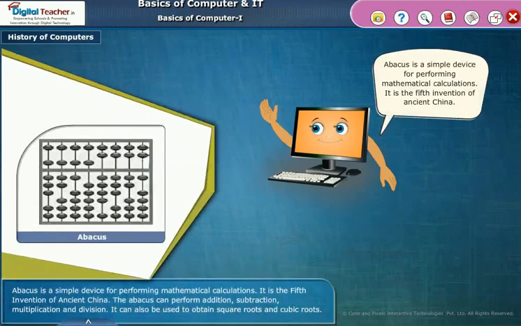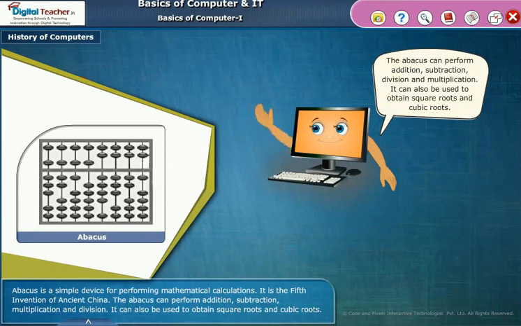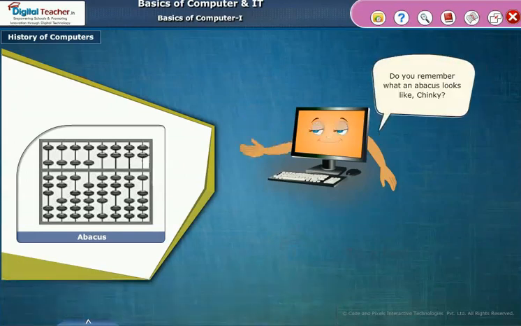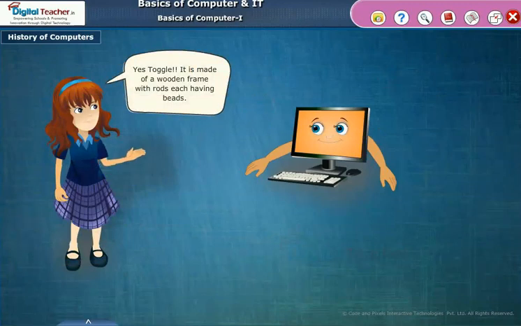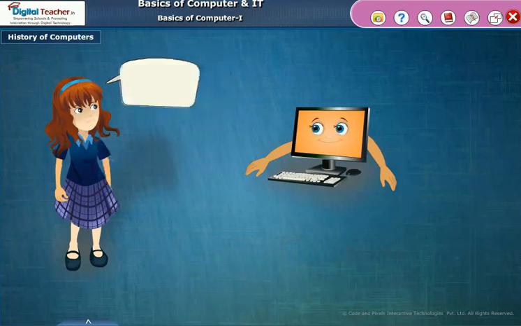Abacus is a simple device for performing mathematical calculations. It is the fifth invention of ancient China. The abacus can perform addition, subtraction, division, and multiplication. It can also be used to obtain square roots and cubic roots. Do you remember what an abacus looks like, Chinky? Yes, Toggle. It is made of a wooden frame with rods each having beads.